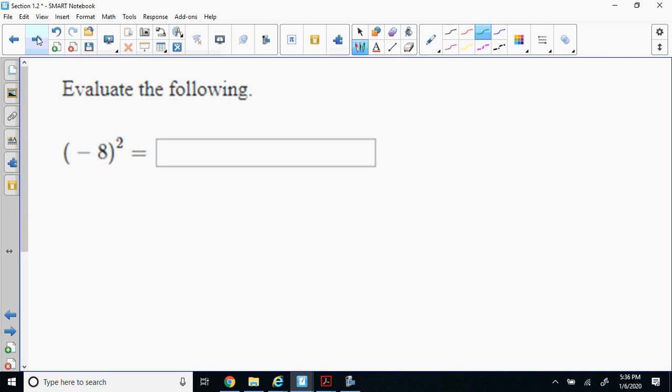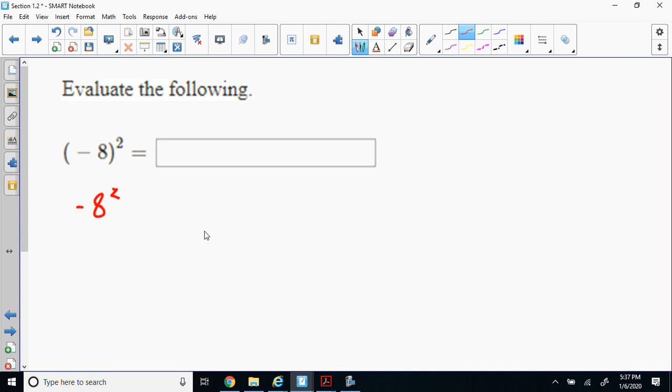All right, so evaluate the following. Depending upon what calculator you have, you may get the right answer, you may not. Are they the same numbers you got on yours? Good. These two expressions are not the same. There's a difference between (-8) squared in parentheses and just -8 squared. You need to know how your calculator handles squaring negative numbers.